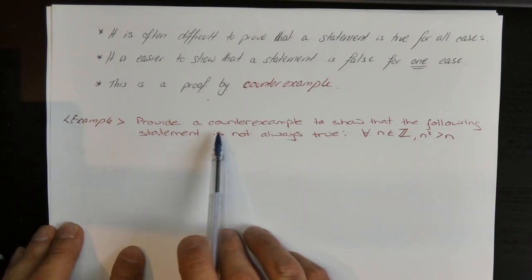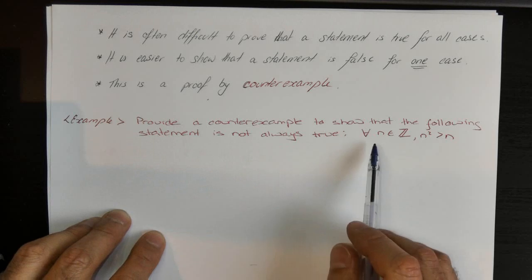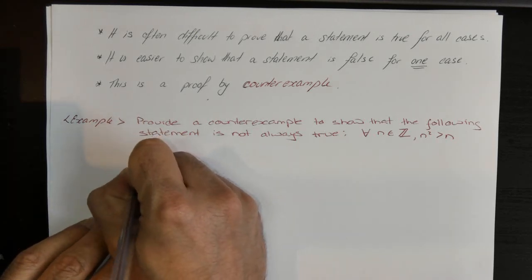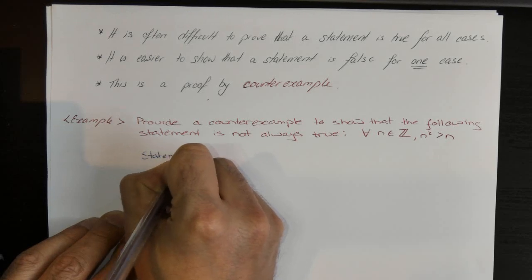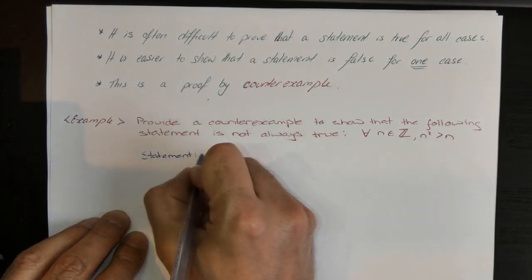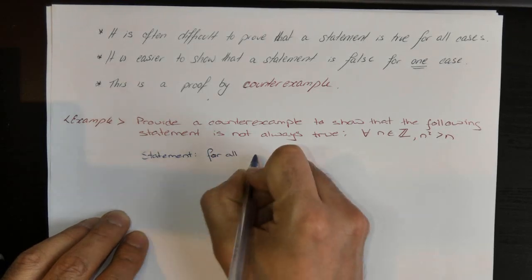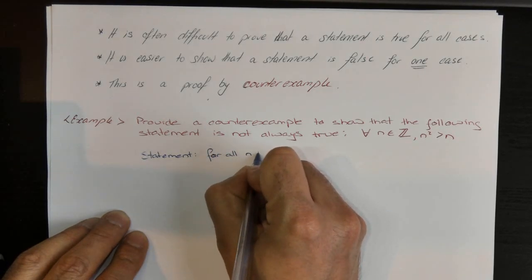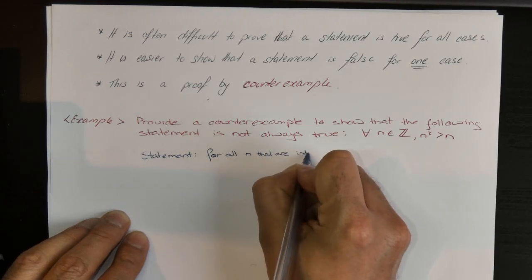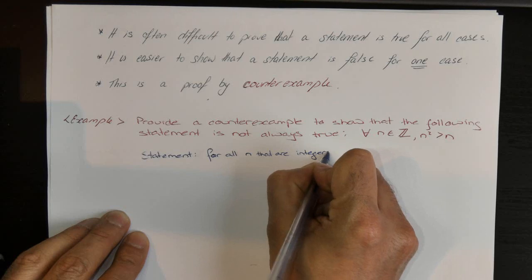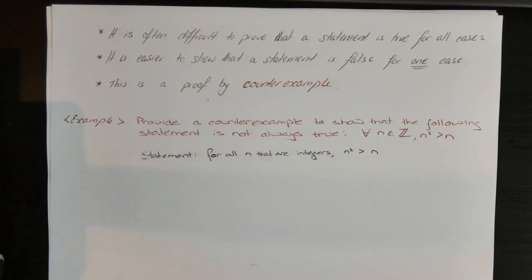For example, we want to provide a counterexample to show that the following statement is not always true. The statement that we have is: for all n that are integers, n squared is going to be larger than n.